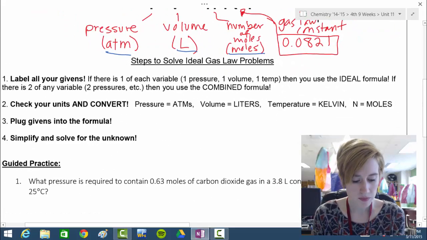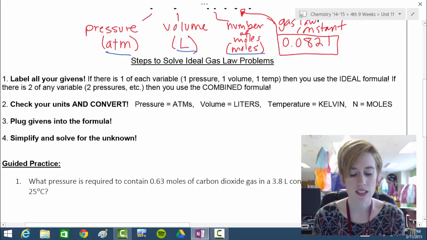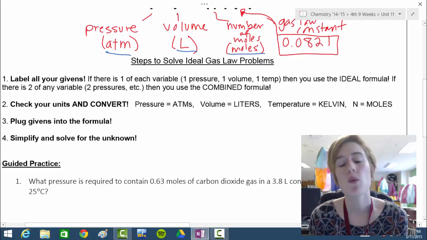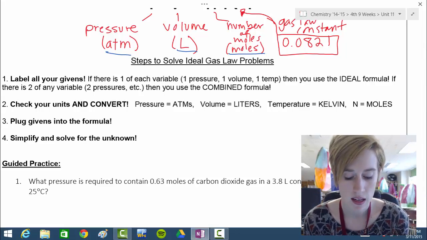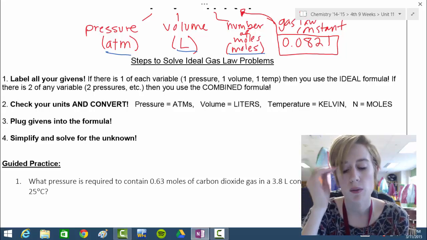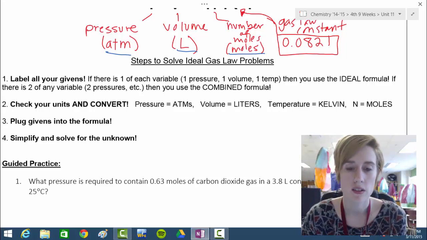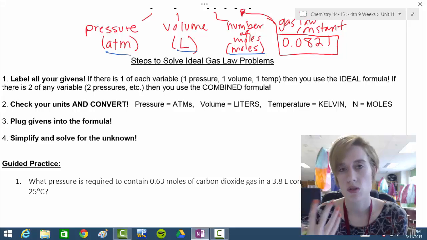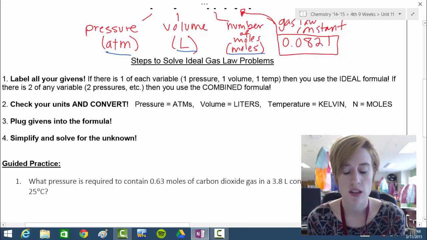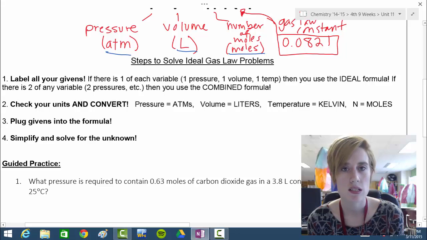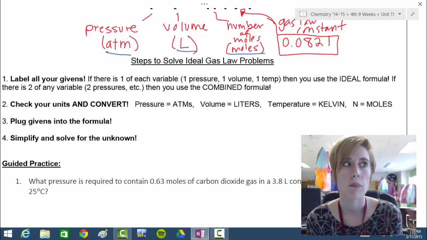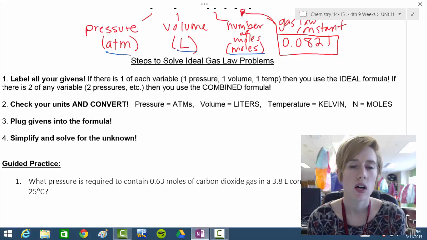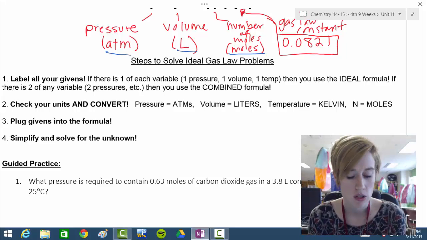I wrote out these 4 steps to solving the ideal gas law problem. I would be so honored if you'd write them on your page. Number 1, label every given in the problem. If there's one of each variable, like one pressure, one volume, one temperature, then it's ideal. If there are 2 of the variables, like 2 pressures, 2 volumes, 2 temperatures, then we'll use combined. The only exception is if they only give you pressure and they're talking about partial and total pressures, then they're not talking about the combined gas law. They're talking about Dalton's law, where PT equals P1 plus P2.